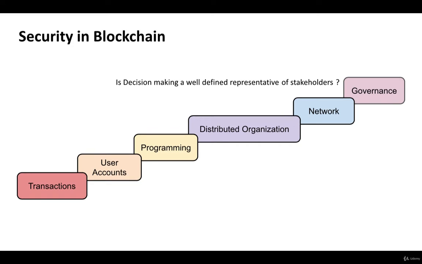And next we look at governance. Is decision making a well-defined representation of stakeholders, or are only a few stakeholders involved? This is very important because when you carry out decision making, you need to have the right set of people or members involved so that organizational governance can be maintained. For example, in Bitcoin, you can have a strategic decision, but then you need to involve everybody together.